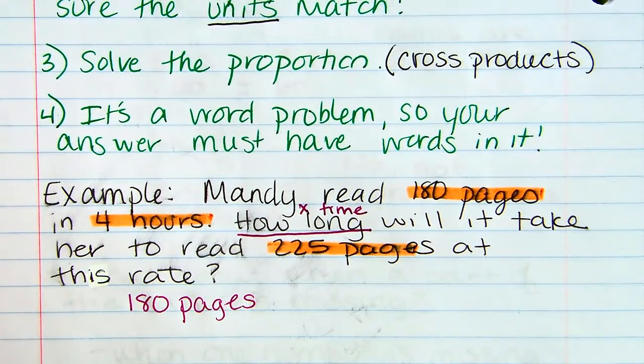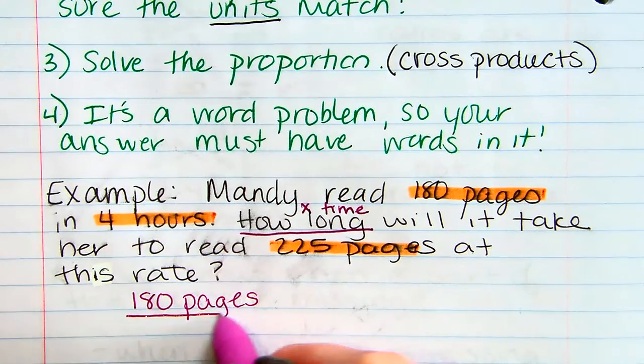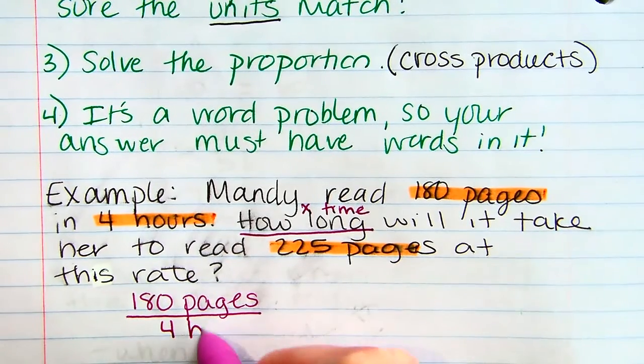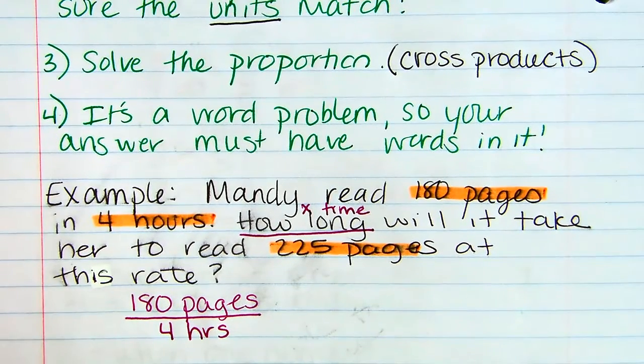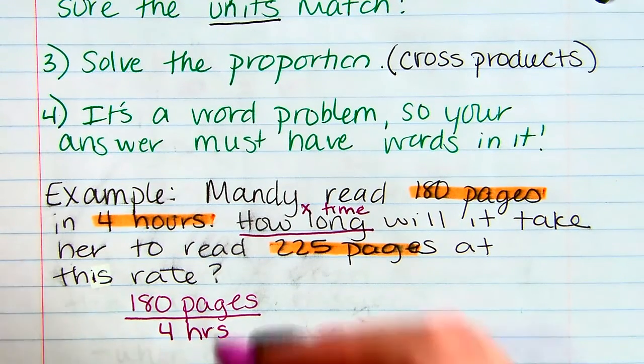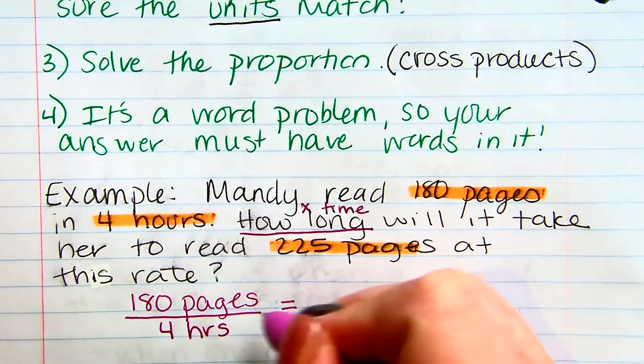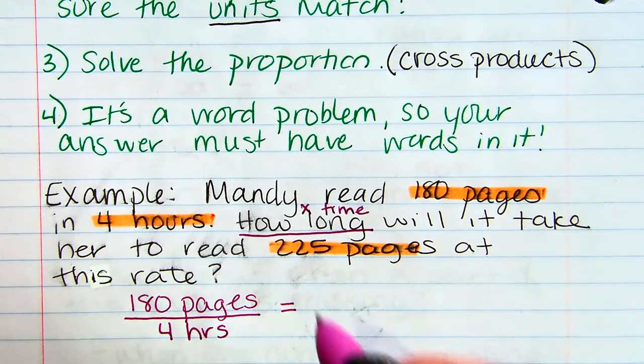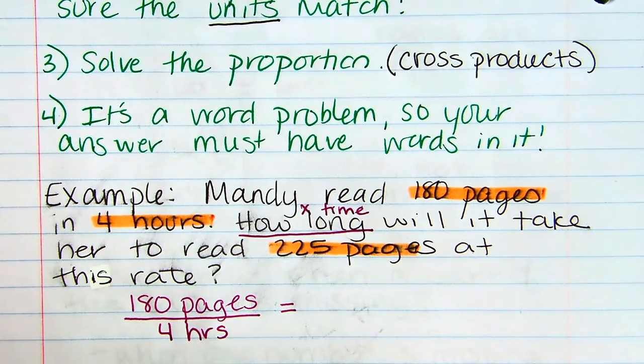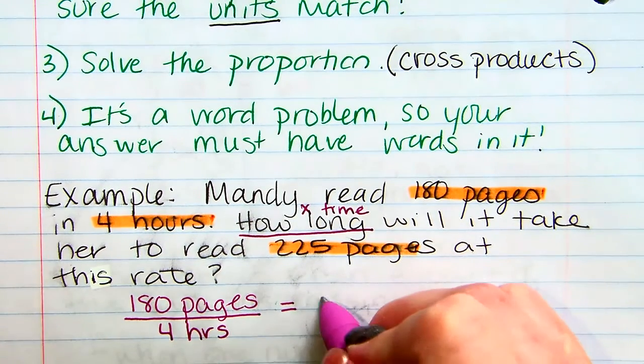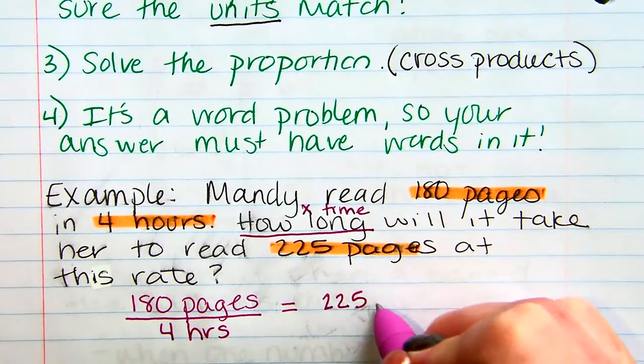Now, Mandy read 180 pages in 4 hours. So I'm going to put this over 4 hours. Next, we need to make sure that the units match. So, since I have pages on top, I'm going to need my other pages piece on top as well. So that means I'm going to set this equal to 225 pages.